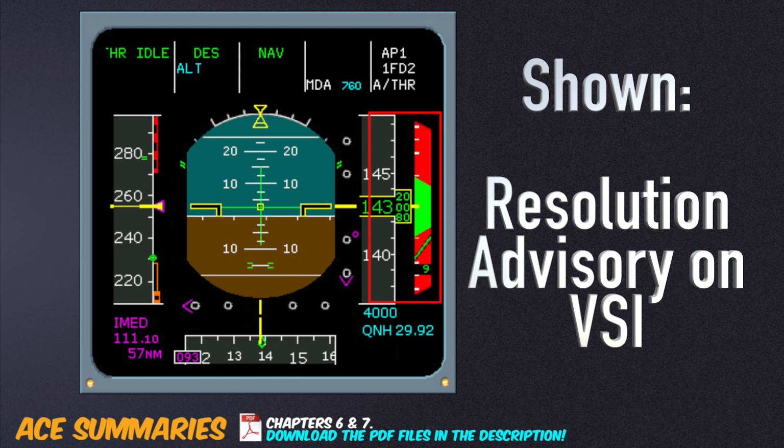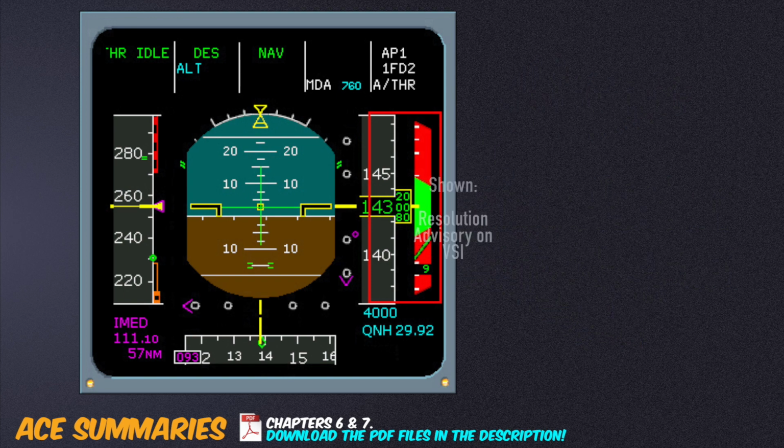TCAS can cope with mode A, C, and S transponders. If both aircraft are equipped with TCAS-2, the transponders will communicate with each other and coordinate an avoidance path using Mode S data link. ACAS, or Airborne Collision Avoidance System, is a European system.